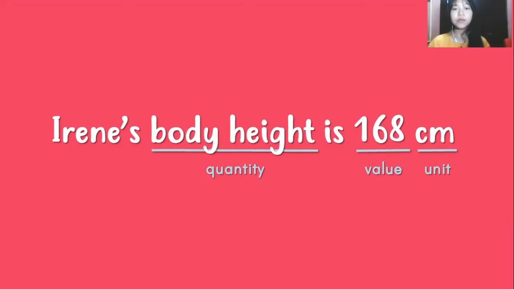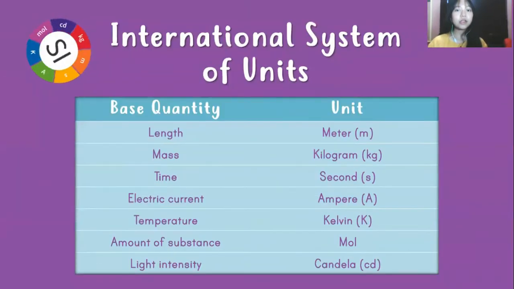As I mentioned before, there are two kinds of quantity. The first one is base quantity and the second one is the derived quantity. But today we will only learn about the base quantity. And here I have the international system of units for the base quantity. So these units can be used all around the world and there are 7 base quantities.